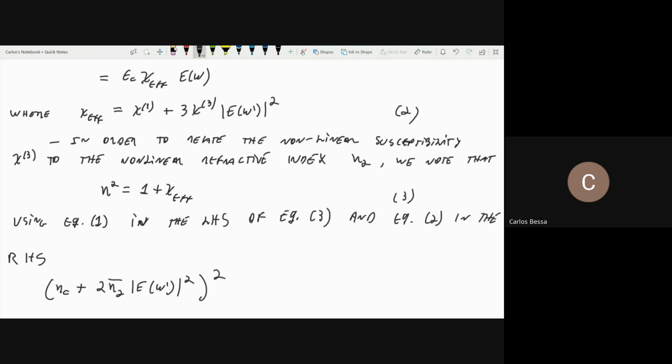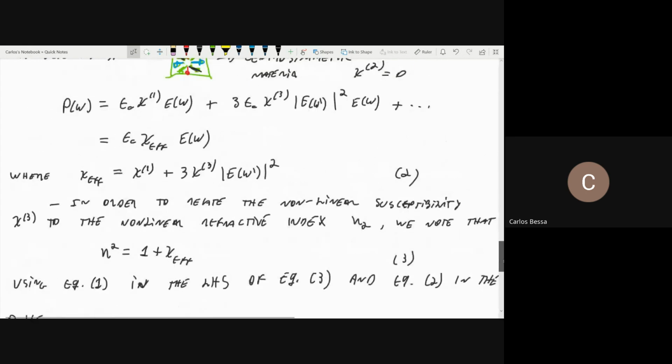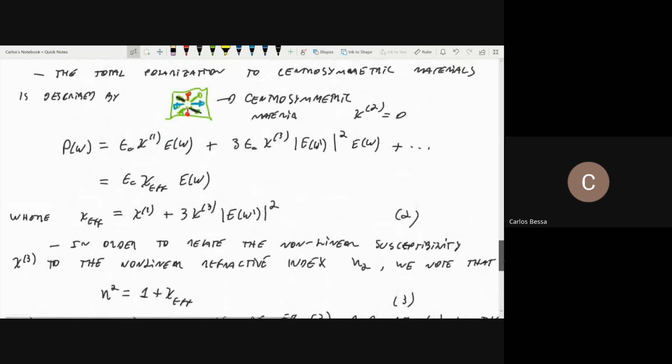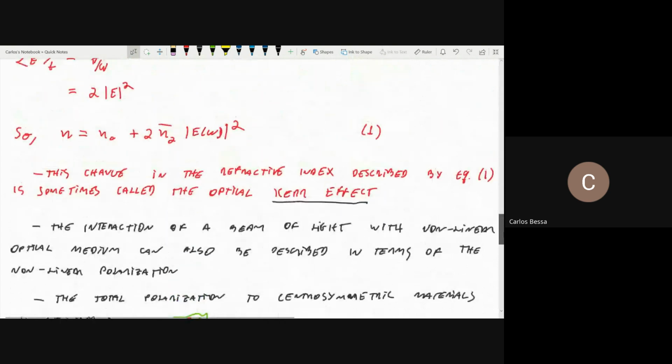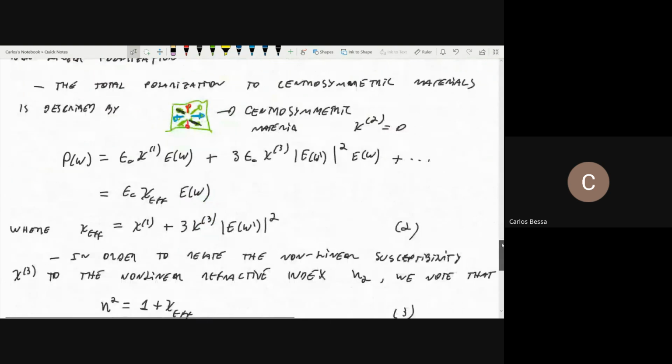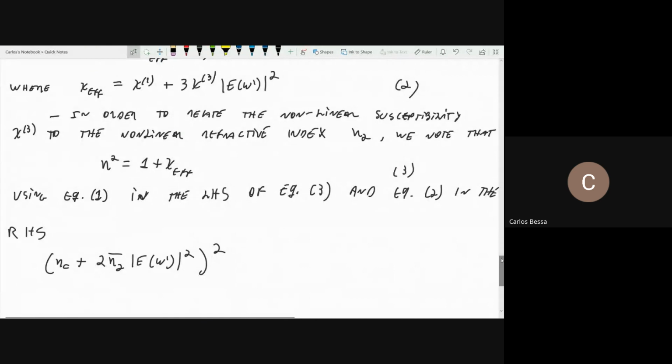Because this is squared. So I'm using this equation, this red one here. This is the same as 1 plus chi effective. That's this term: chi1 plus 3 chi3 e omega squared.